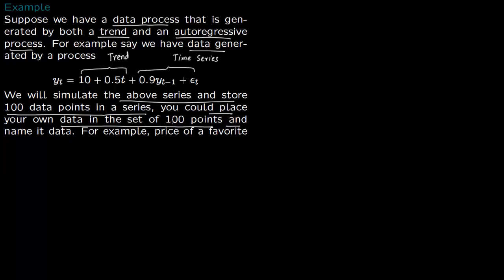And you can place your own 100 points. Instead of my 100 points, you could place your 100 points and call the series data. So for example, this could be your price of favorite commodity.